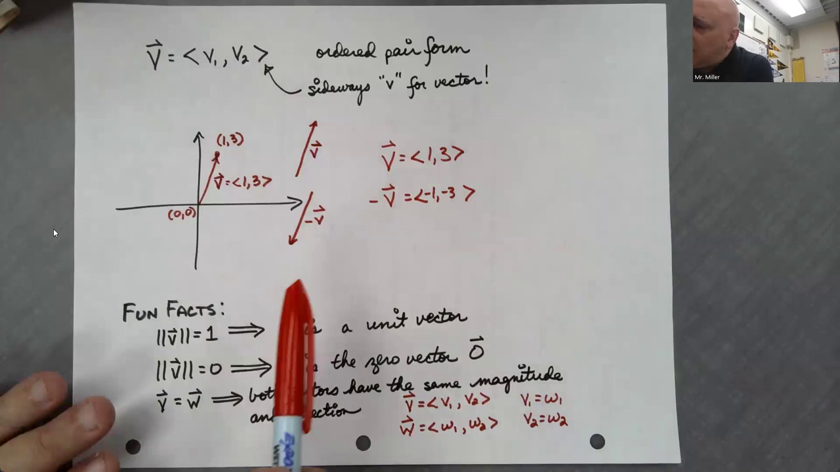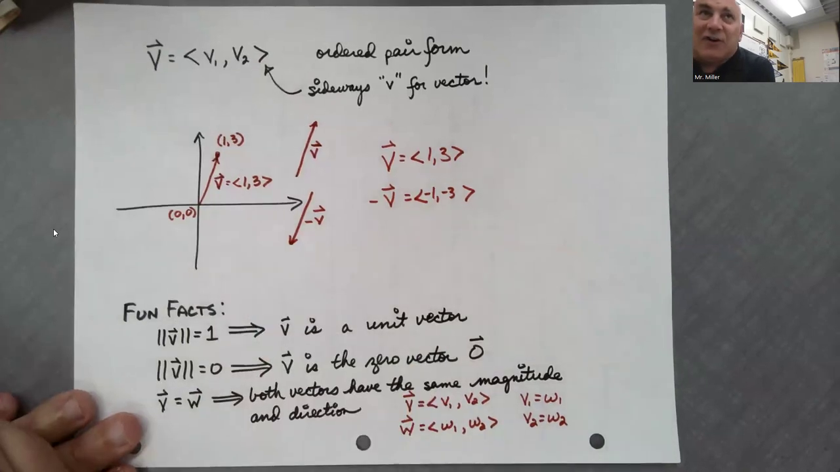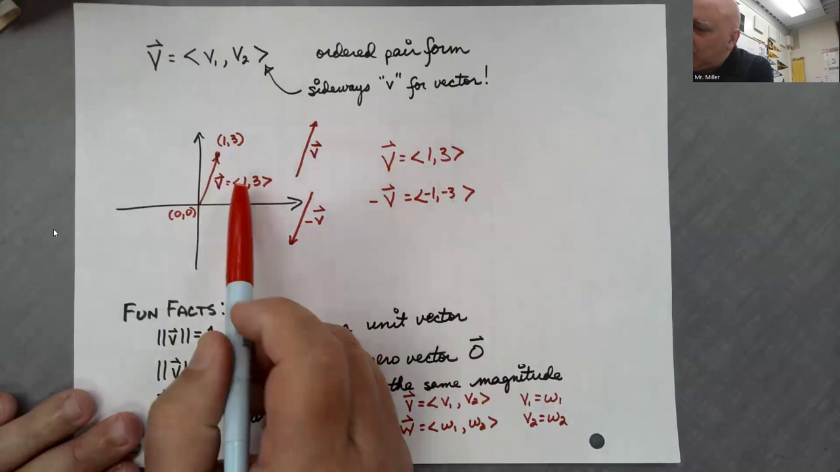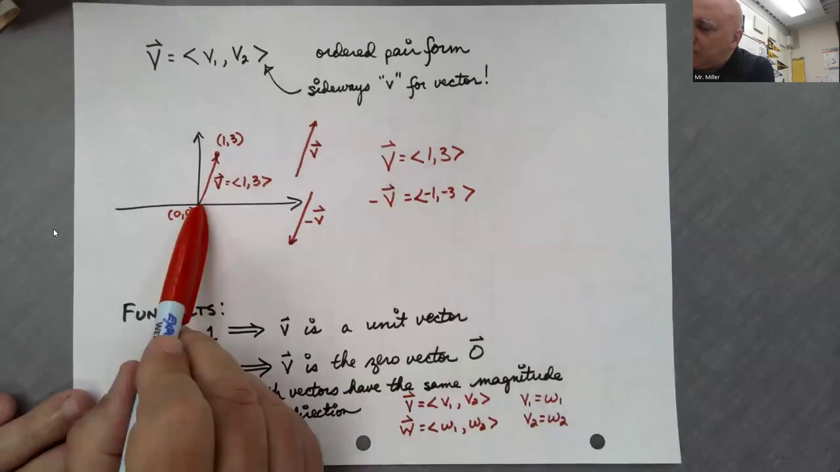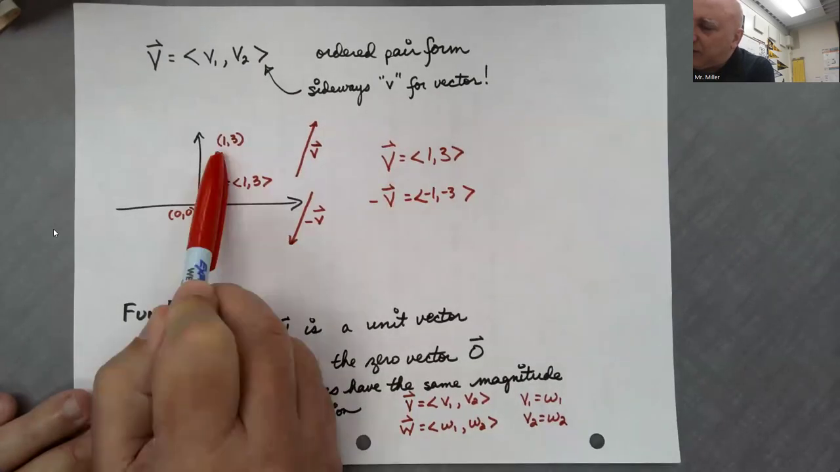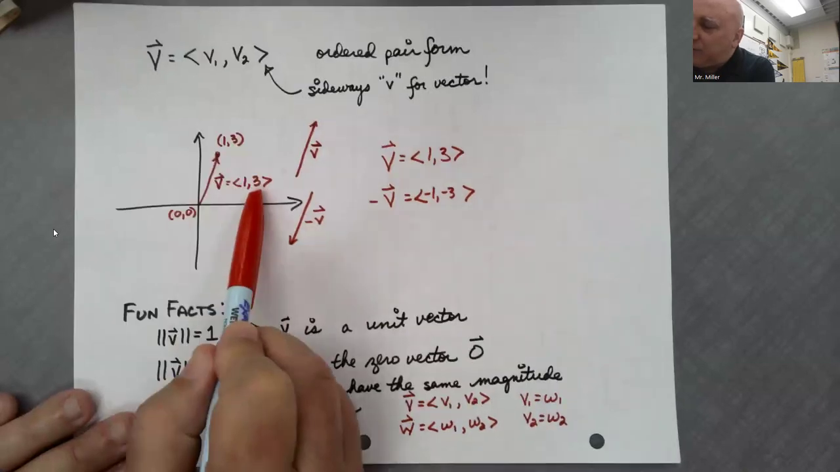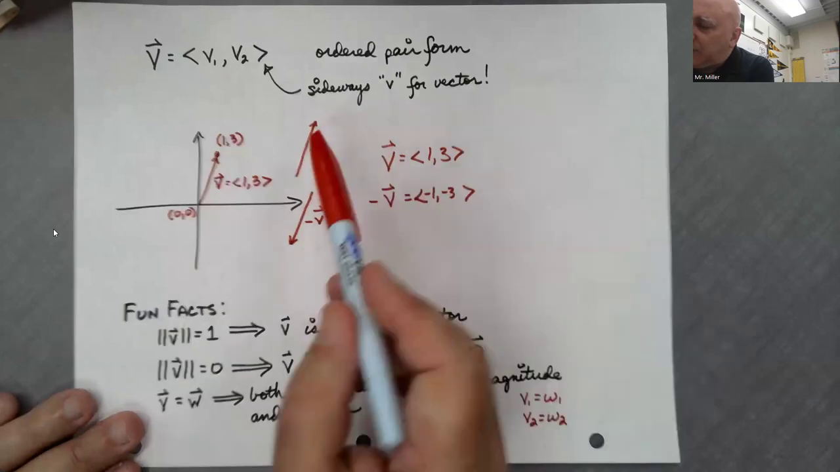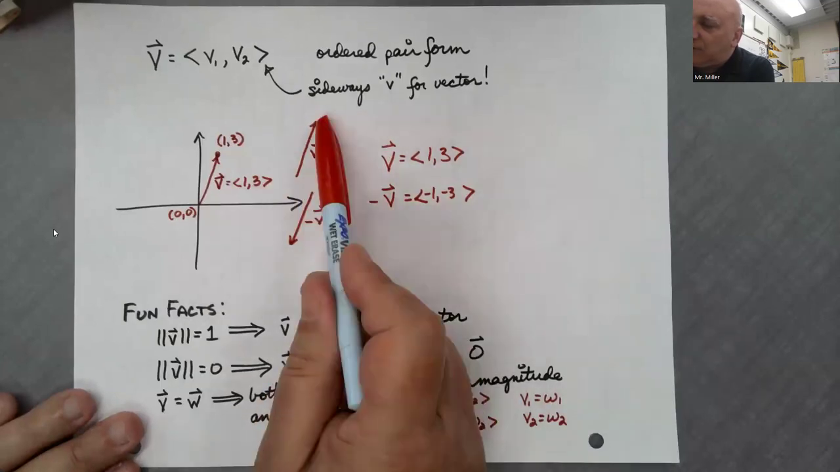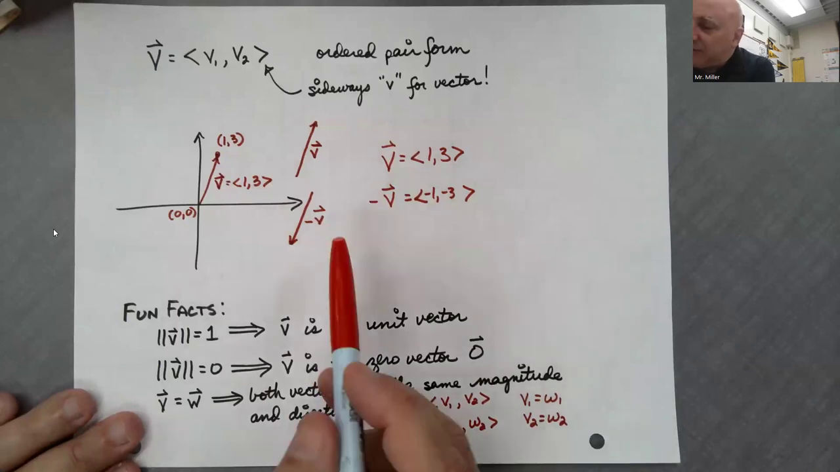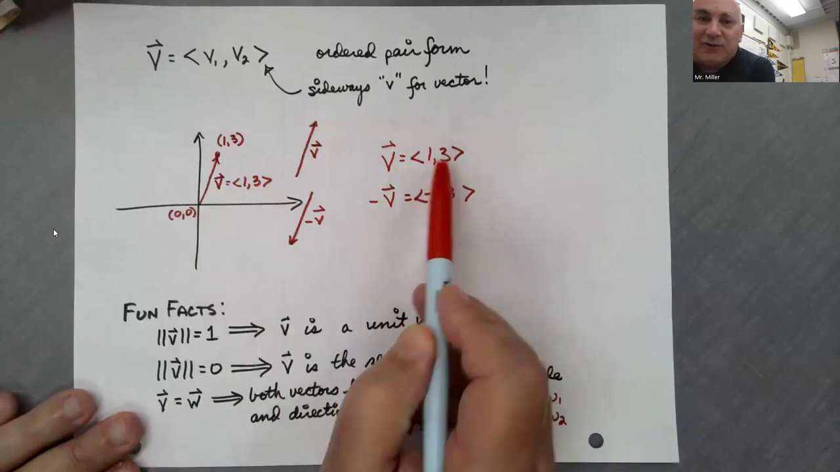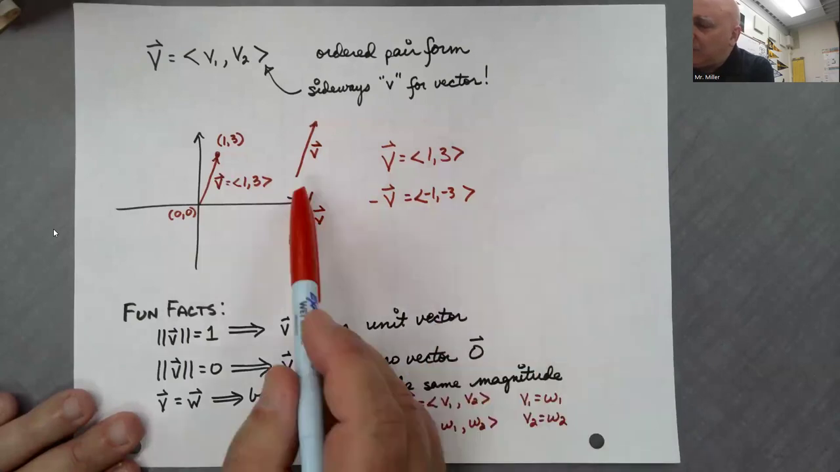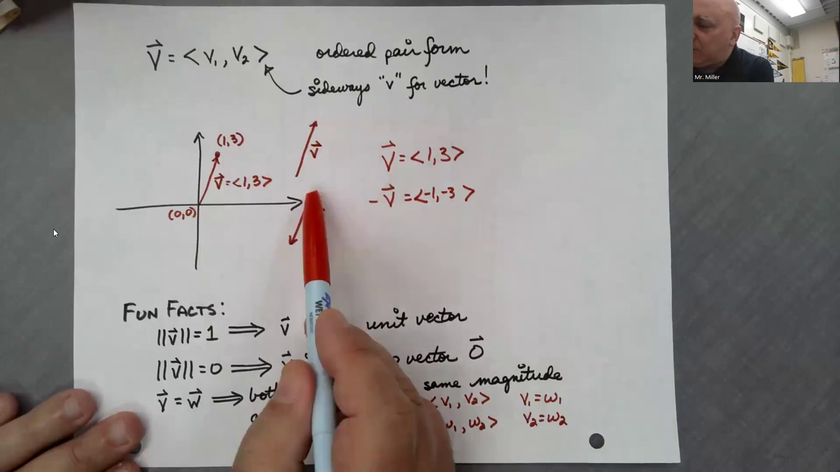Okay, that's pretty good. Now, vectors don't necessarily have to start and end at a certain place, they just have to have magnitude and direction. So here's vector V. It goes 1 unit in the horizontal direction and 3 units in the vertical direction. You can see that it goes from 0, 0 to 1, 3. That vector is the vector <1, 3>. This is also vector V because it goes 1 unit horizontally and 3 units vertically. So it doesn't have to start at the origin. It can start anywhere and still go 1 unit in the horizontal direction, 3 units in the vertical direction. Negative V goes 1 unit to the left and 3 units down.